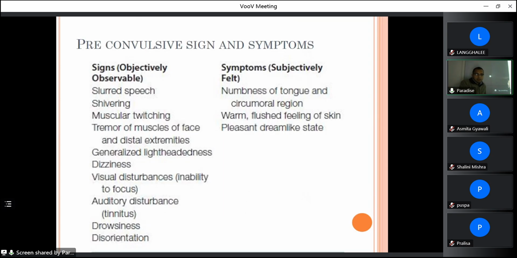So preconvulsive signs and symptoms are slurred speech, shivering, muscular twitching, tremor of muscles of face and distal extremities, generalized lightheadedness, dizziness, visual disturbances, inability to focus, auditory disturbance, drowsiness, disorientation. Also, there will be numbness of tongue and circumoral region, warm, flushed feeling of skin, and pleasant dream-like state.